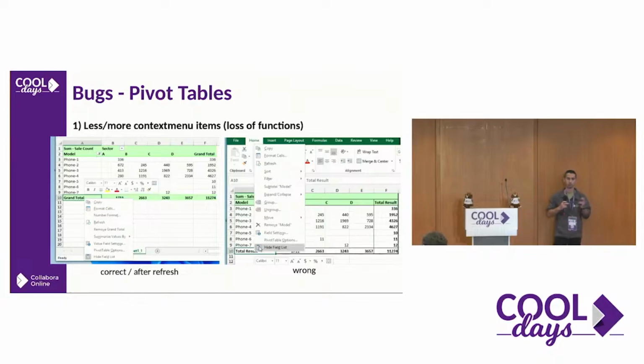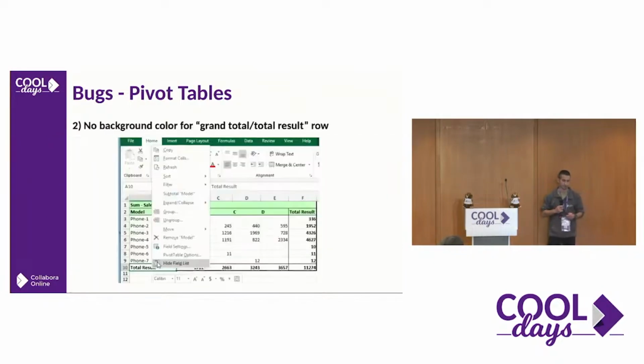So we can compare the two files and see the difference between the XML files. Yes, another issue is there is no background color for the grand total, which is total result. When we do refresh, it actually changes the total result to the grand total, but they're actually the same.